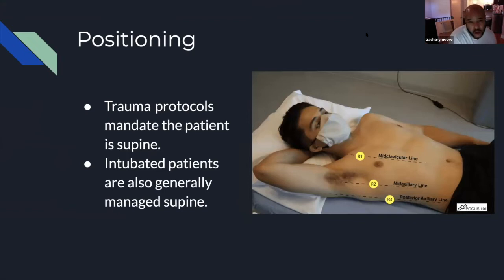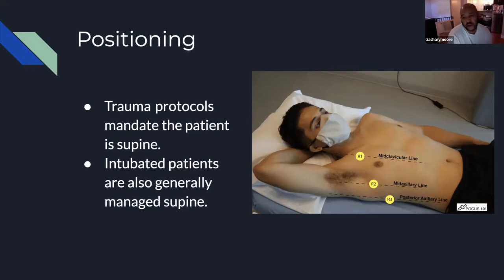To begin, you should have proper positioning of the patient. Usually with trauma protocols, it mandates that the patient is supine. This is because most times you're trying to evaluate for pneumothorax, where the free pleural air gathers at the most apical point of the thoracic cavity. Pneumothorax is a little different. I won't really go into much detail about that. Also, intubated patients generally are usually managed supine as well.